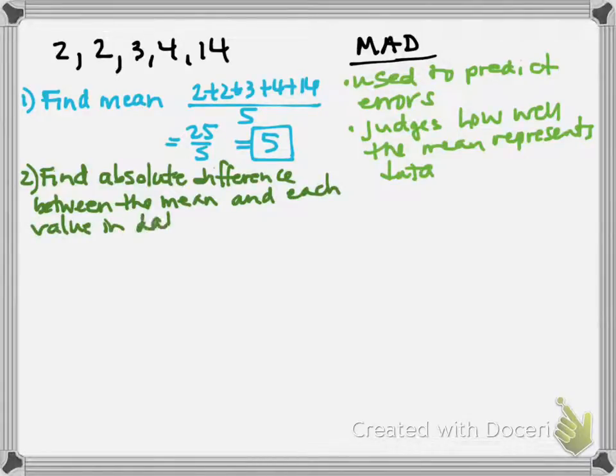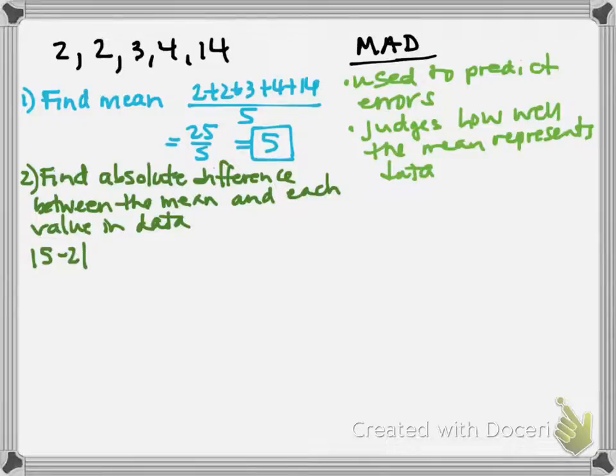In the data, it looks like this. I'm going to take, and it doesn't matter how I do this math, to be honest with you. It doesn't matter if I take the value from the data and subtract the mean, or I take the mean and subtract the data, because I'm taking the absolute value. So I'm going to go with the mean in front, and I'm going to subtract 2.